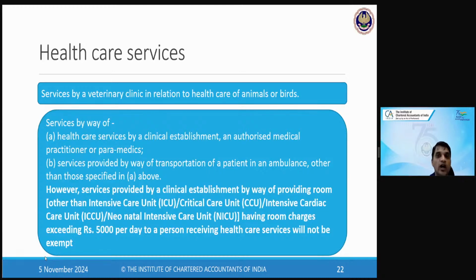Which means that if you're going to a hospital, and you're admitted to an ICU. What is ICU? When you're really serious, your patient is admitted to the ICU. Now, this patient who is admitted to the ICU, per day they are charging 6,000 rupees. So, will it be taxable or exempted?